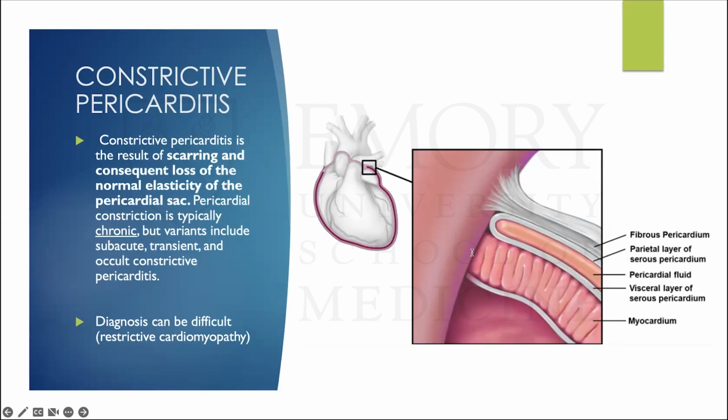What happens in constrictive pericarditis is you have scarring and loss of the normal elasticity of the pericardial sac. It's typically a chronic process, but you can have different phenotypic variants, different types of presentation that are a little more rapidly progressive, subacute, or transient. There's also a phenomenon called occult constrictive pericarditis, which we'll talk about a little more, but it's typically a chronic process. It takes time to develop that scarring and loss of elasticity. The diagnosis can be difficult because it can share a lot of features with a restrictive cardiomyopathy picture. We'll talk about the differences there.